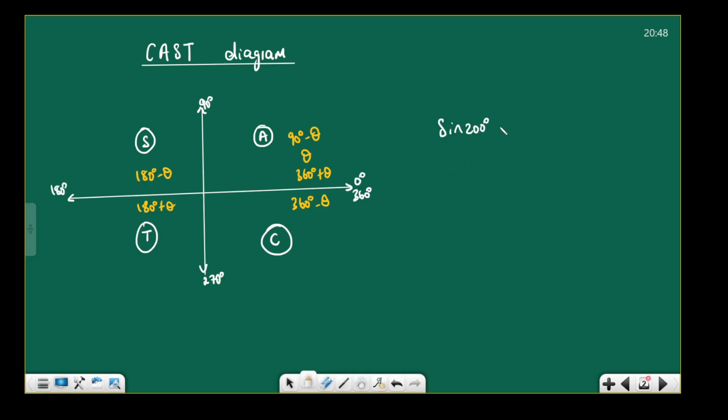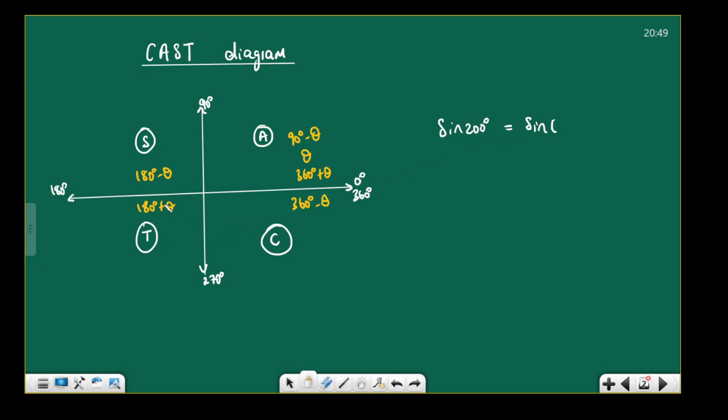So here we would write this thing. For us to do that, we would first of all write sine, but then you will ask yourself, 200 degrees, where is it in terms of this cast diagram? Well, 200 is bigger than 90, but it is also bigger than 180, but it is smaller than 270. So we can say 200 degrees is somewhere in here in the third quadrant.